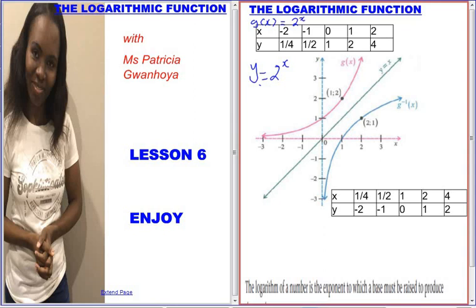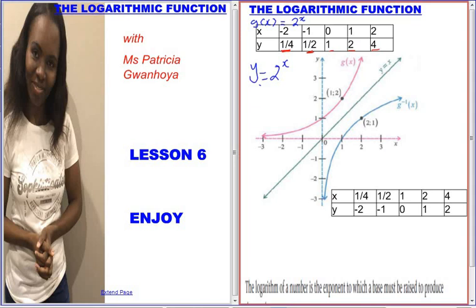Normally, I would fill this table when you're available, but for time purposes, let's rather do it like this. If you substitute minus 2 in place of x in that function, you should definitely get 1/4 as indicated over here. If you say 2 to the power negative 1, you get a half. If you say 2 to the power 0, you get 1, 2 to the power 1, you get 2, and 2 squared, you get 4. So that's how you get the coordinates to plot.